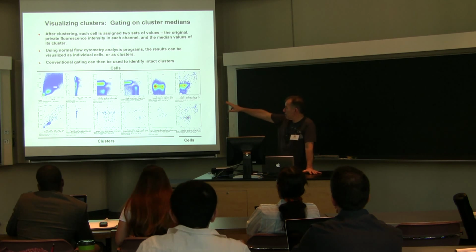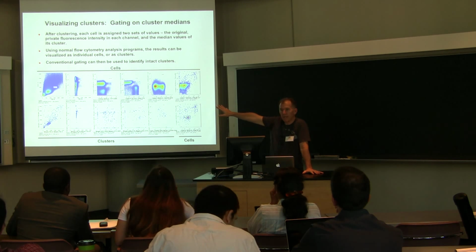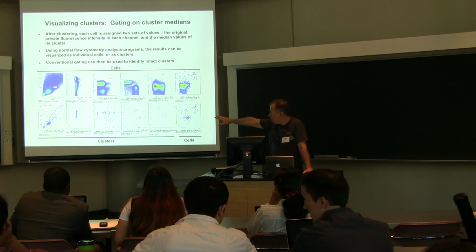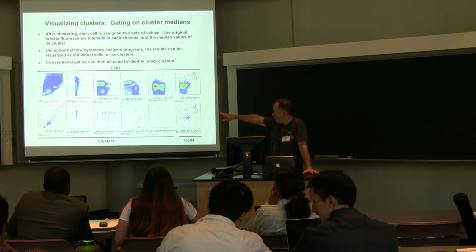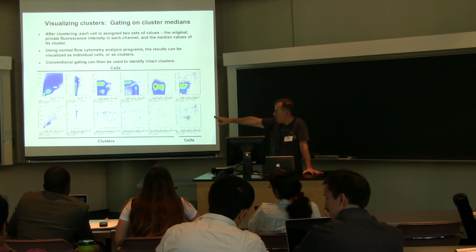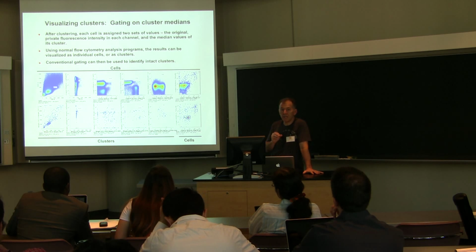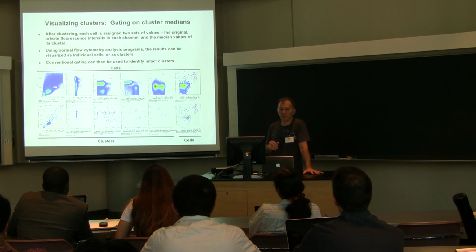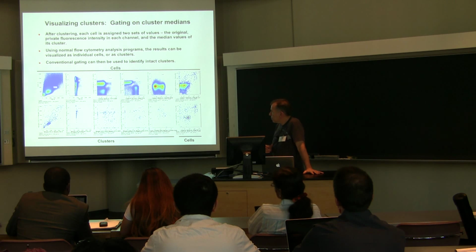And you can see that here in the top row, we've got conventional cell gating, and the sample's about 1.5 million cells. In the bottom row are the comparable gates stepping all the way through the same way, and the same number of cells, but now they're focused on the cluster medians, so you only see a few hundred populations. So basically one dot is one cluster. And that has some very strong advantages for us.